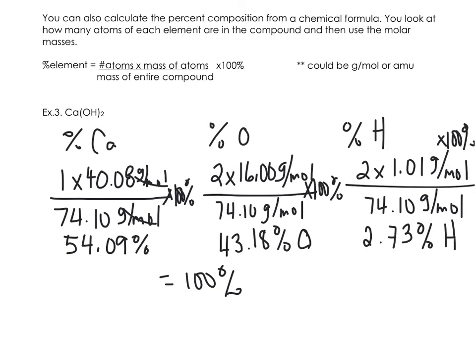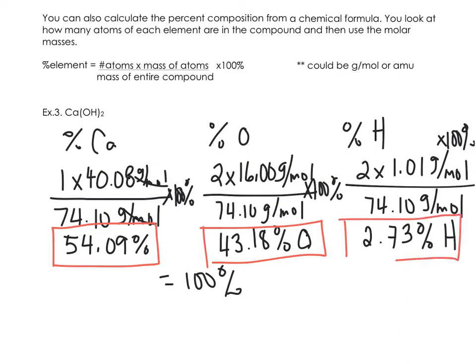So calcium hydroxide is 54.09% calcium by mass, 43.18% oxygen by mass, and 2.73% hydrogen by mass. That's how you figure out percent composition of your compounds.